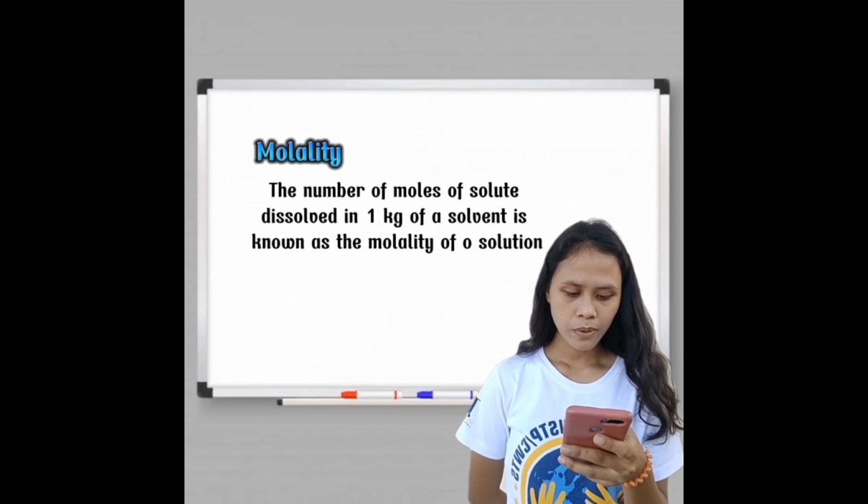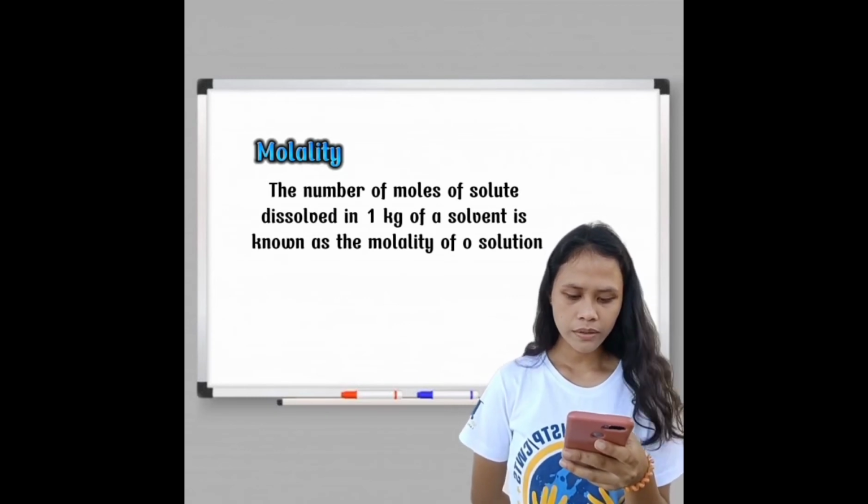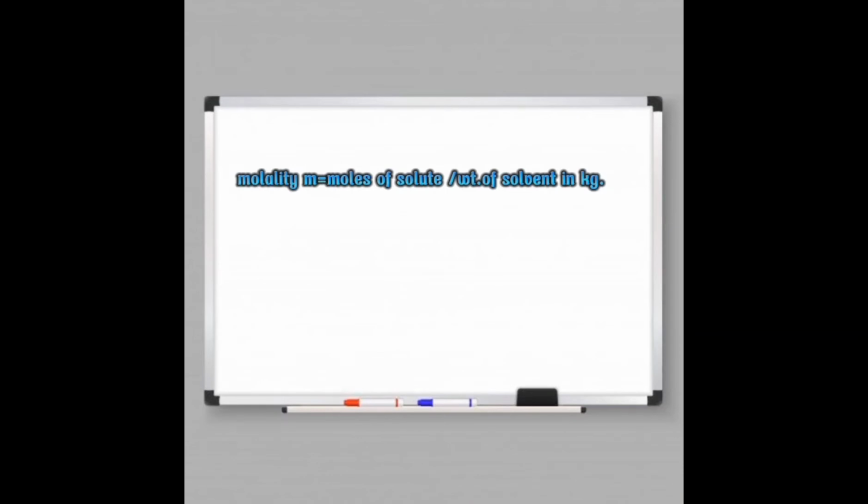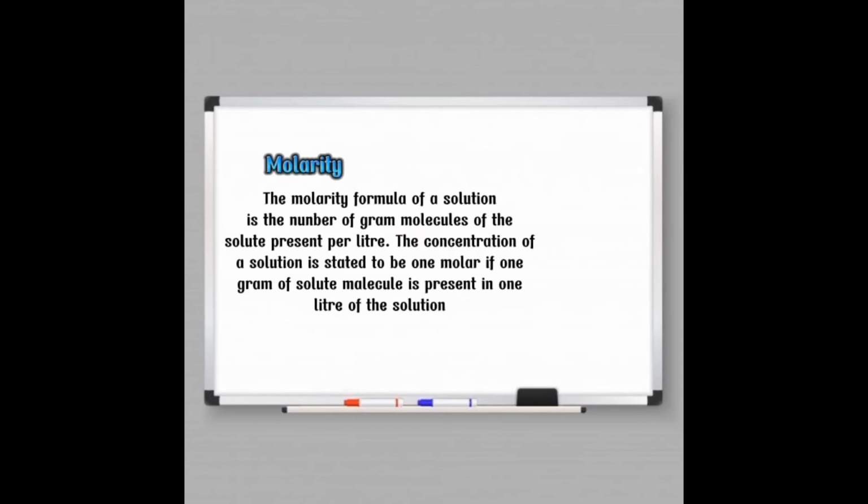Volume percentage equals volume of solute over volume of solution times 100. Molality: the number of moles of solute dissolved in 1 kilogram of solvent is known as the molality of the solution. Molality m equals moles of solute over weight of solvent in kilograms.